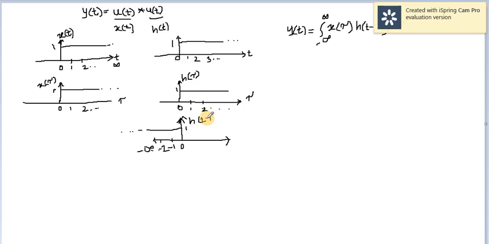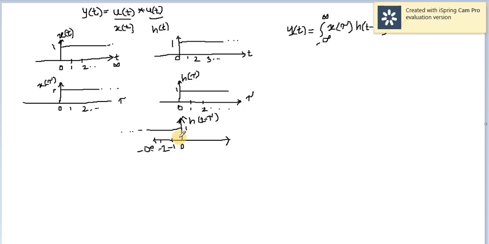H of t minus tau signal. As it is the time reversed version, it runs from 0 to minus infinity. Its amplitude will be 1. Now, for this signal, we are not writing it as just h of minus tau. We are writing it as h of t minus tau, wherein the value of t is considered to be 0.